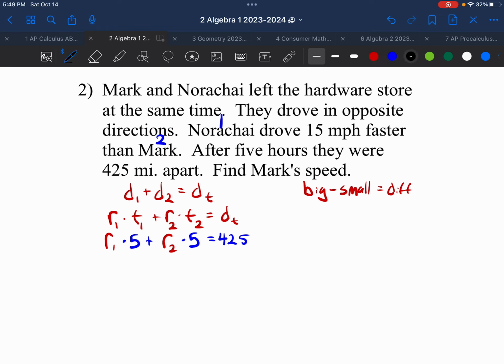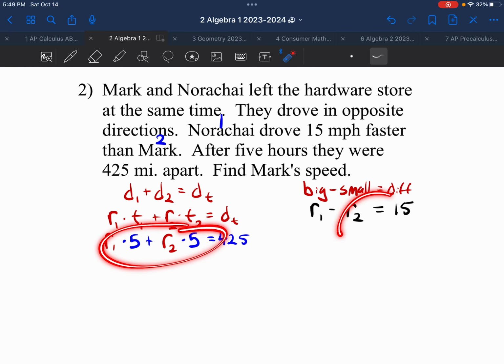I'm going to say rate 1 minus the rate 2. Rate 1 is the bigger one because Noriachi is 1. And that's going to be equal to the difference. What's the difference? Their difference is 15 miles per hour. So I'm going to say is equal to 15. So this is the second equation. I said there's one equation, now there's 2 equations.